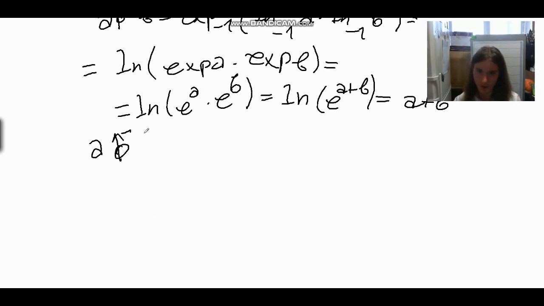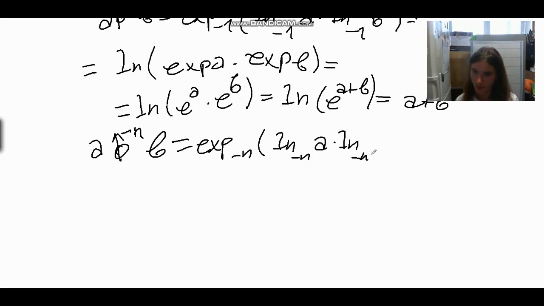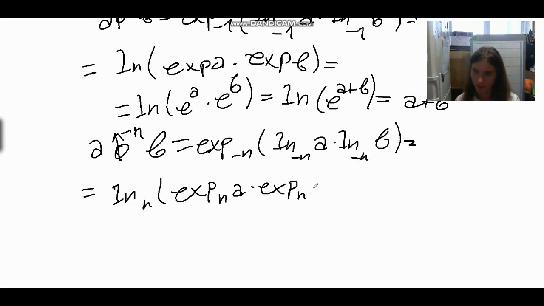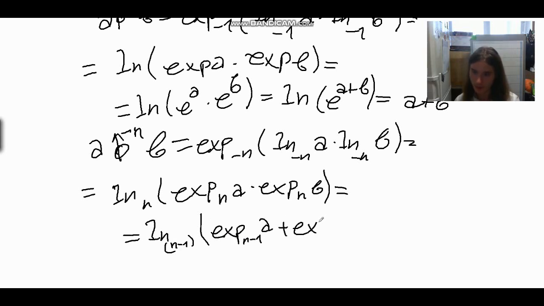But before this, we will find a more general thing. What is a minus n b? It is exp minus n of ln minus n a times ln minus n b. But this is ln n of exp n a times exp n b. But that is ln n minus 1 of exp n minus 1 a plus exp n minus 1 b. Because of the power rule.